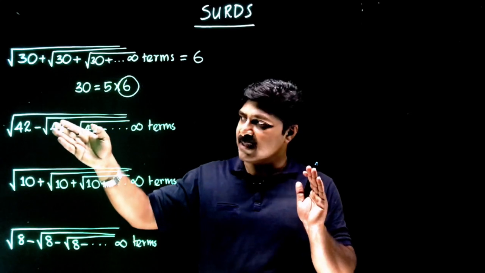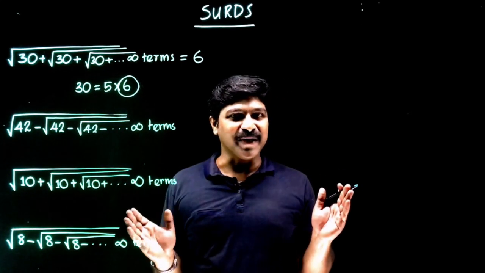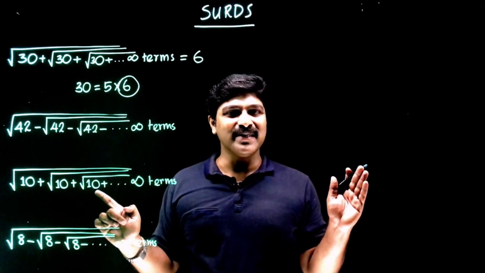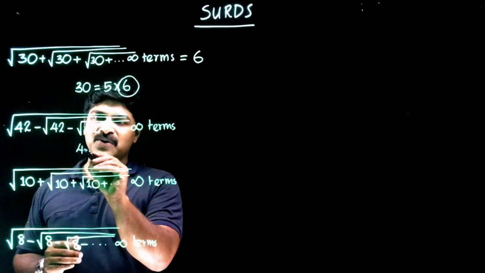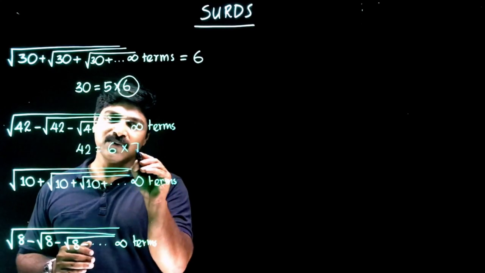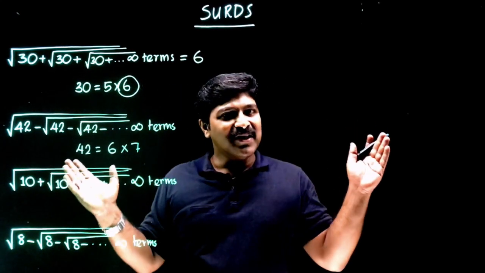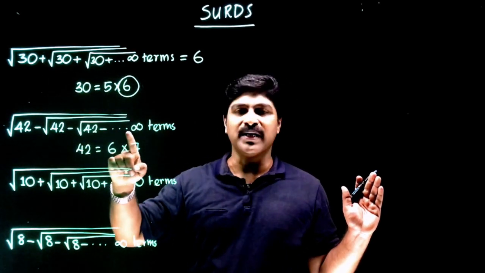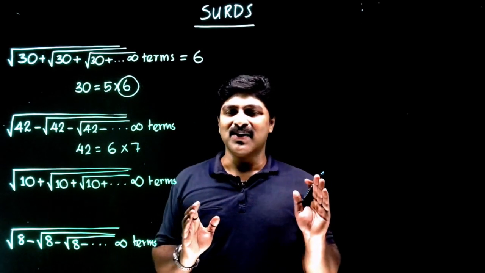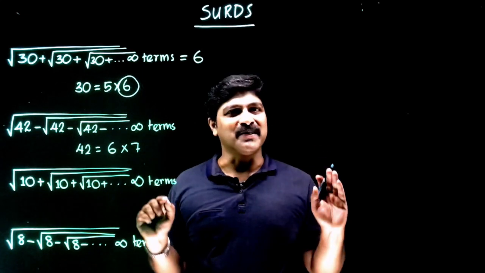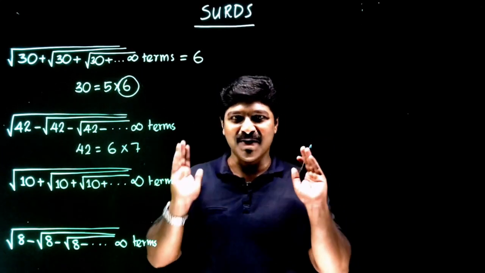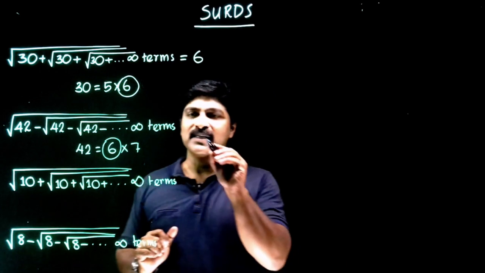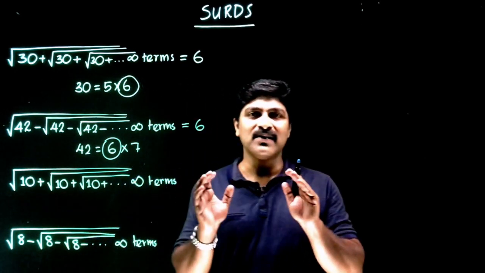Similarly, for the second example, again we consider whether 42 can be expressed as the product of two consecutive natural numbers. You can easily see 42 is 6 into 7. What is the slight difference here? The earlier one was addition, but the present question is successive subtraction. So you have to make a slight difference in your conclusion. If it is a case of successive subtraction, you take the least or smaller value among these two factors as the answer. So here the answer is again 6.